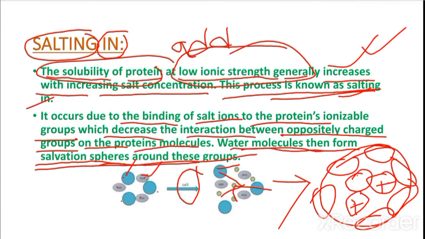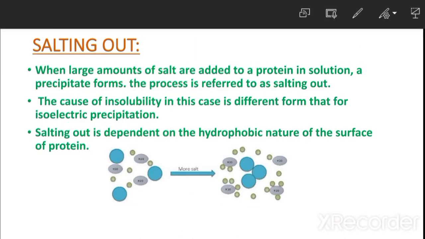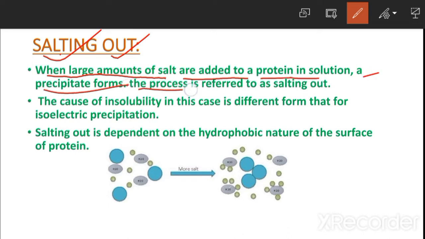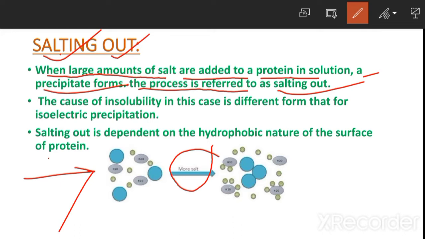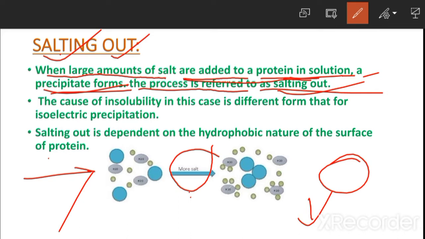Next, salting out. Salting out means salt out. When a large amount of salt is added to a protein in solution, a precipitate forms. The process is referred to as salting out. That means in the next condition, after salting in, when you add more salt to a protein in solution, a precipitate forms, a precipitation occurs. This process is called salting out.